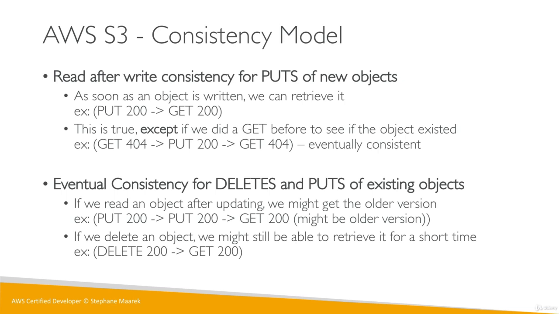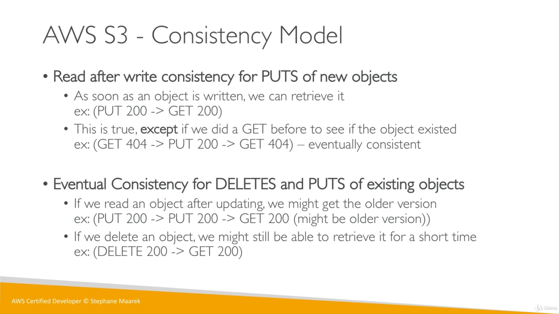And then finally, if you delete an object, you might still be able to retrieve it for a short time afterwards, again, because it's eventually consistent. So if you do a delete and you get a 200 on that object, that means okay. And then you do a get, you might get a 200 instead of a 404. Okay, that's eventual consistency. So it's quite a popular question at the exam.